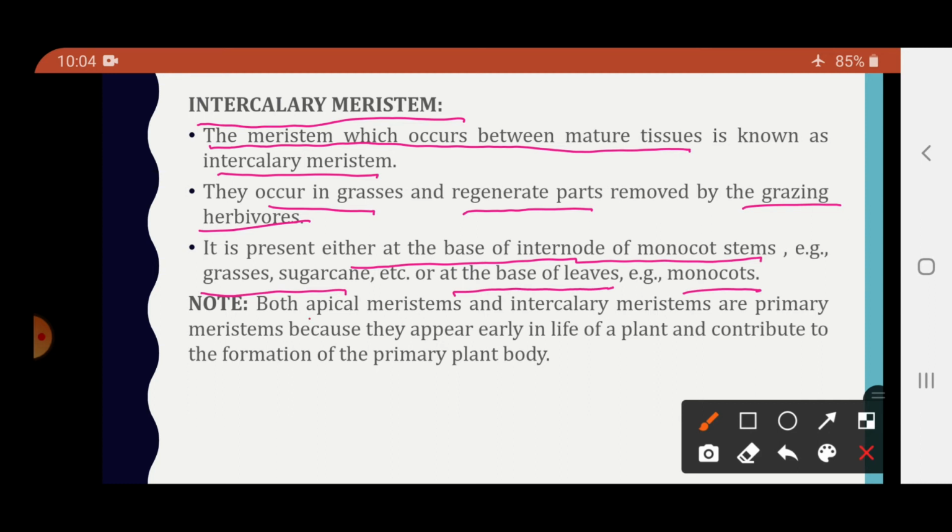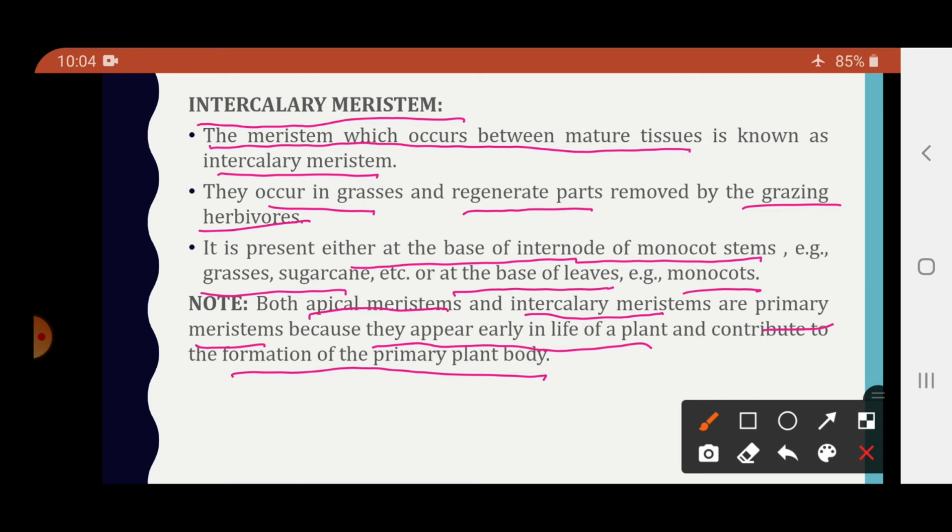Now very important students, both apical and intercalary meristem, they are primary meristem. Primary meristem क्या है वो हमने देख लिया. So both apical and intercalary meristem कैसे है, primary है. So as they are primary meristem, they appear early in the life of the plant and they form the primary plant body. So apical and intercalary meristem are which type of meristem? Primary meristem. Why? Because they appear early in the life of the plant और उनका काम क्या है?